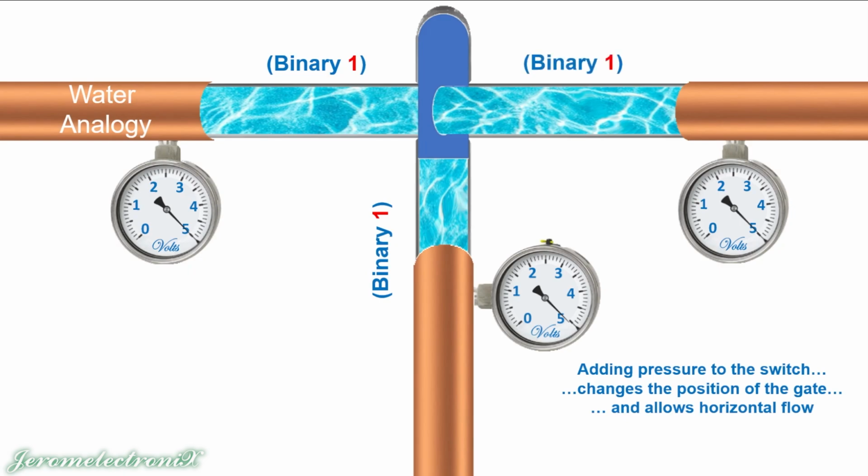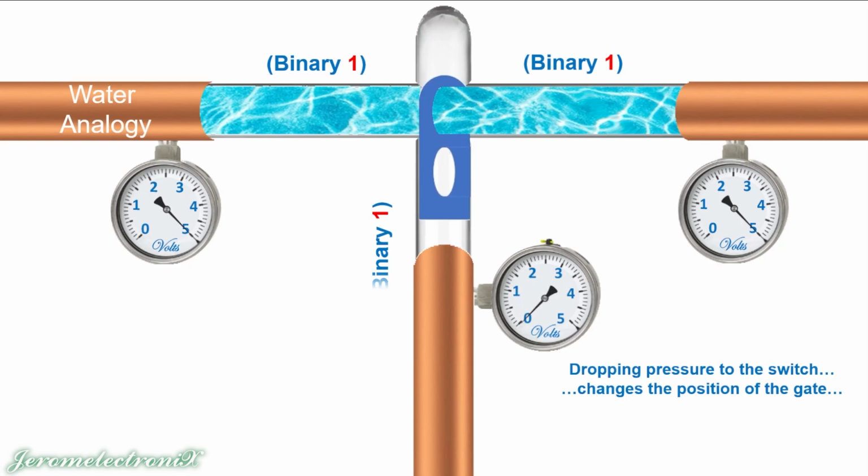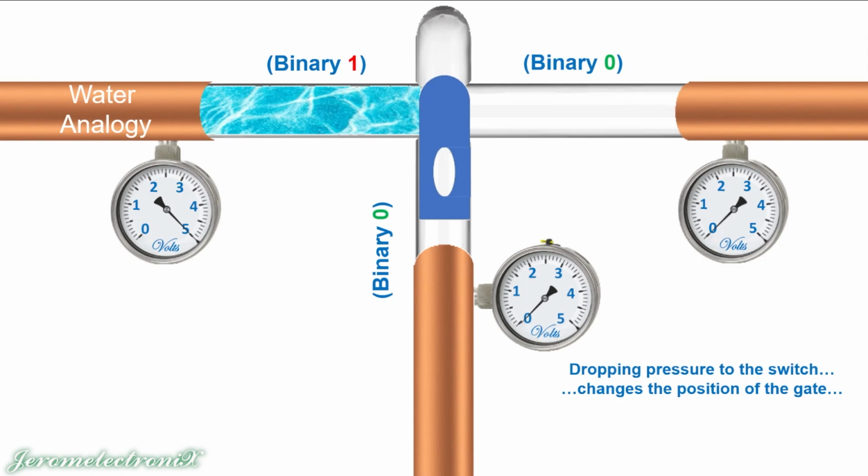So that is kind of the water type analogy of how a transistor works, but I want to go the other way with it. We're going to drop the pressure to the switch. That will change the position of the gate. That will stop the flow of water. Therefore, it's a binary 0 in the gate and a binary 0 on the output or the drain of this pipe. So kind of gives you an idea.